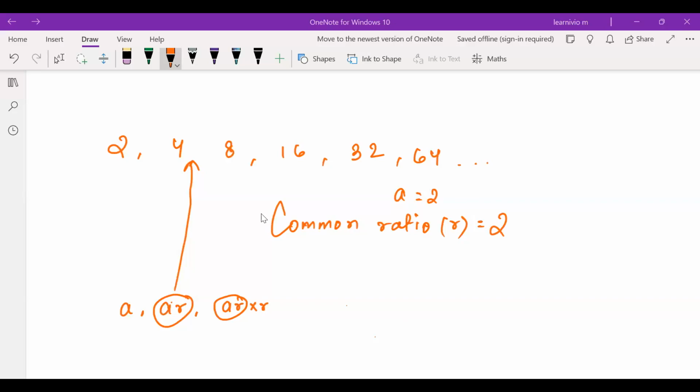Okay. So the next term is the previous term ar multiplied with the common ratio. Yes or no? Yes, ma'am. Now similarly, we can also write the next term as ar square. After that, the next term we can write as ar cube. And after that, we can write the next term as ar to the power 4.